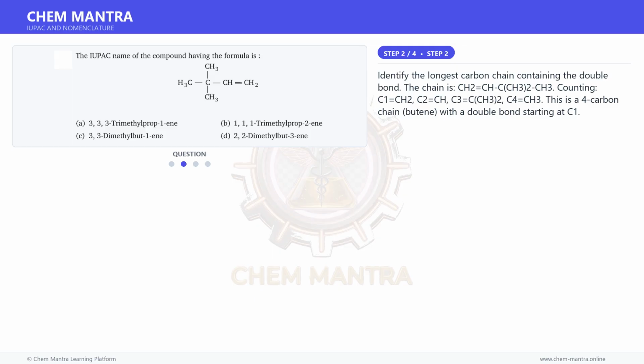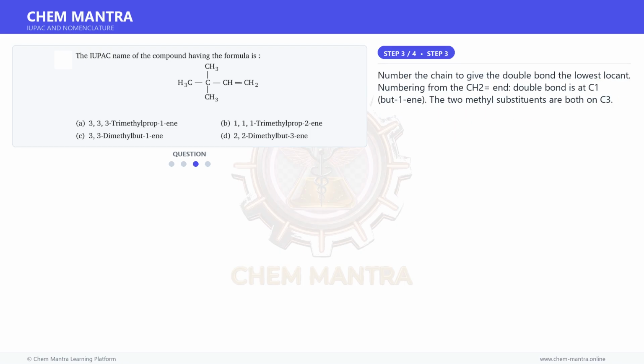Identify the longest carbon chain containing the double bond. The chain is CH2=CH-C(CH3)2-CH3. Counting, C1 is CH2, C2 is CH, C3 is C(CH3)2, C4 is CH3. This is a 4-carbon chain, butene, with a double bond starting at C1. Moving on to the next step.